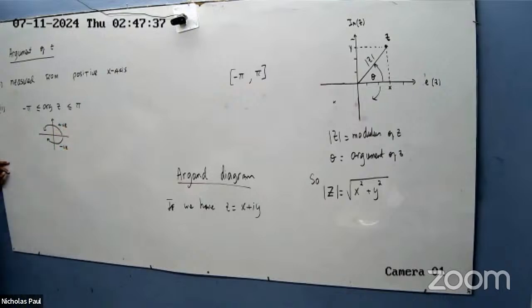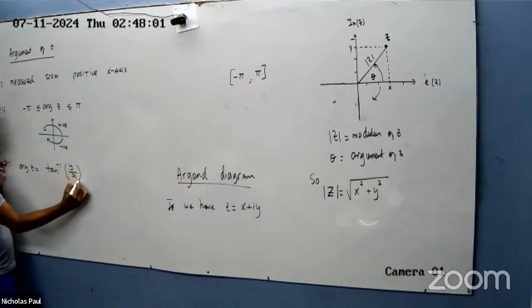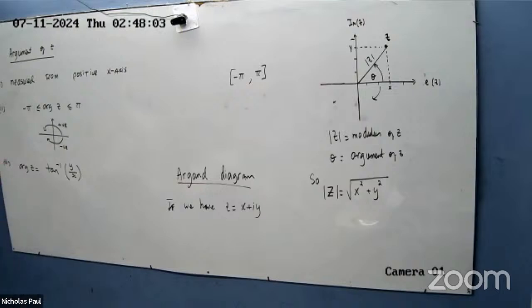Okay? Sorry, anti-clockwise is positive, clockwise is negative. And how you find it: the argument of z is tan inverse of the y, or the imaginary part, over the real part. That's the way you find it. The imaginary part over the real part.